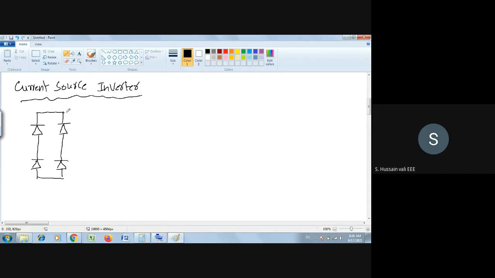I will do one thing. At the end of this current source inverter, I will tell you the differences between the voltage source inverter and the current source inverter, so that we will know in which case which one you have to use. But right now, I will just clarify this doubt also: how do you get the current source?